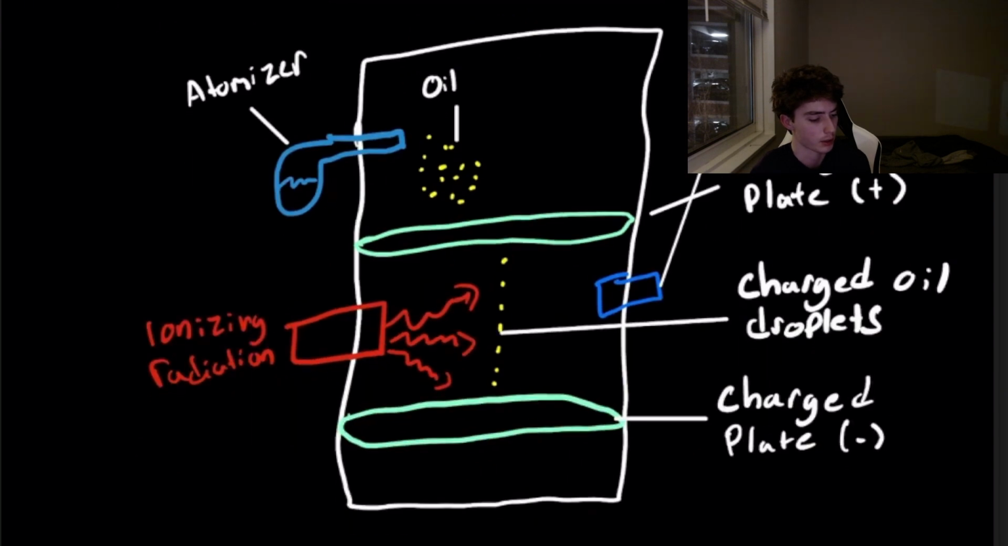Again, similar to the previous experiment, he had two charged plates, positive and negative. He had ionizing radiation to stimulate the whole thing. And then he had a telescope or viewing piece that he used to observe what was actually happening within the chamber. Something that he noticed was that he was able to adjust the voltage within the chamber to suspend the charged oil droplets in midair.